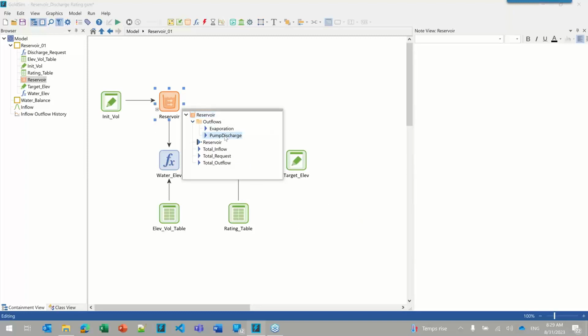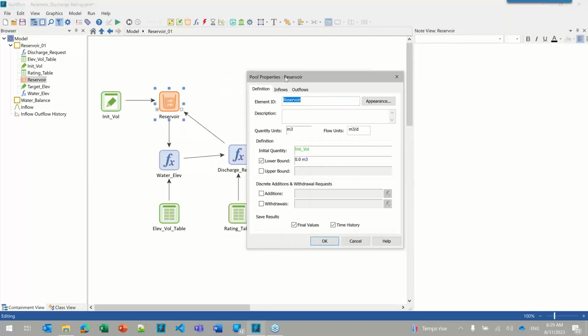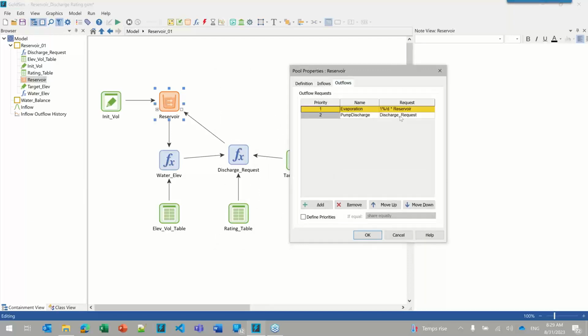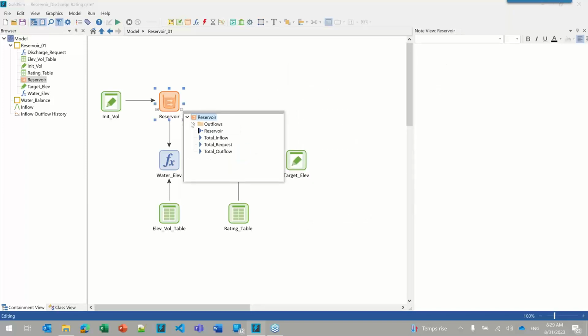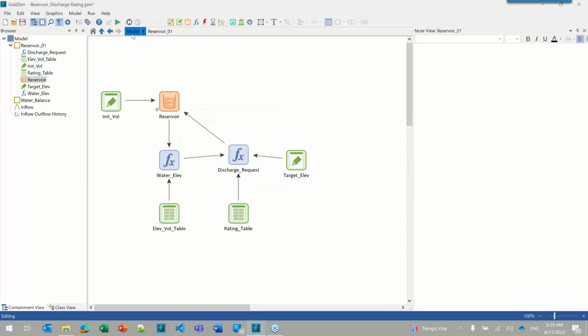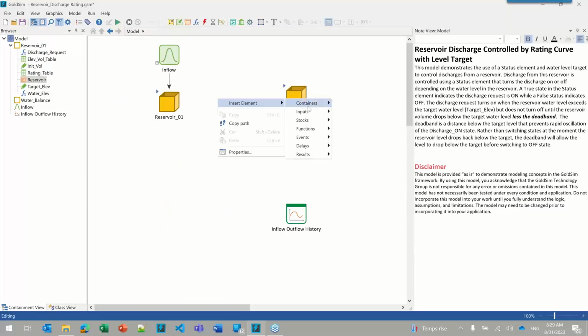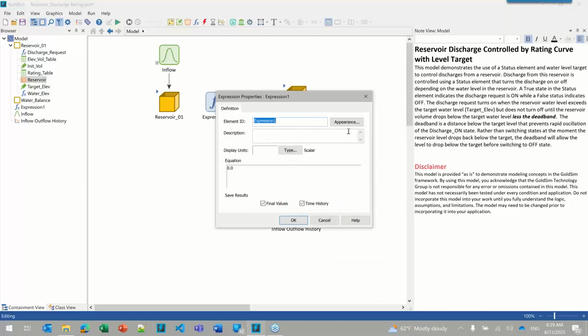Okay, so anyway, there's the discharge request, and now I have a pool element with a new outflow called pump discharge, right? Let's go back to that again. Go to the Outflows tab. The discharge request is being made here, and that creates this outflow called pump discharge. So that is now one of the outputs in our outflows called pump discharge. So that means now I can go to my other place wherever I'm sending this water, and then I can refer to that.